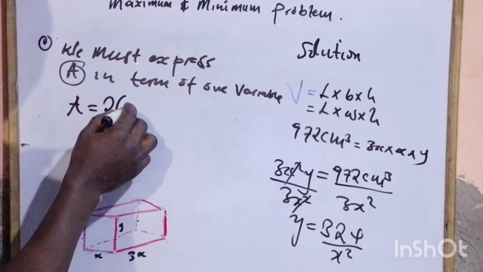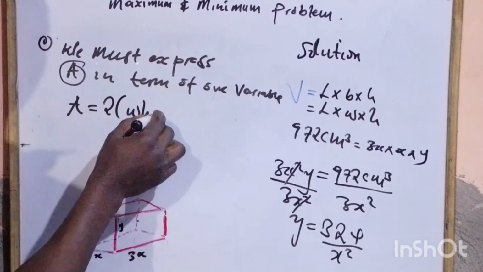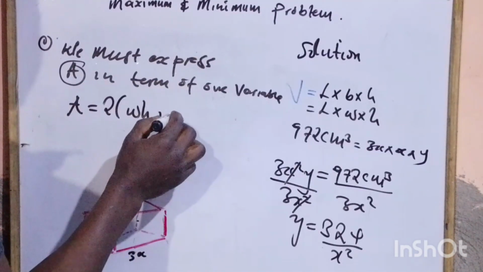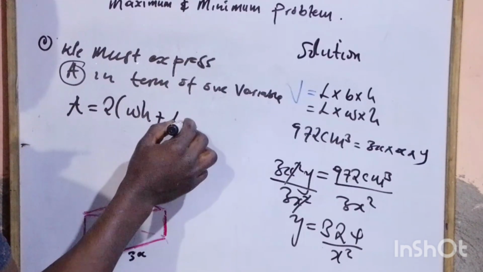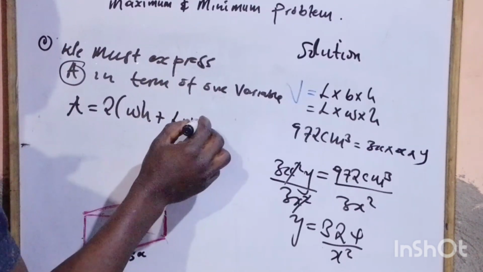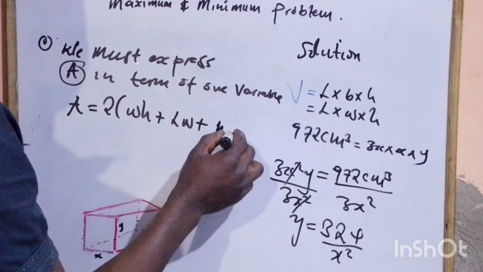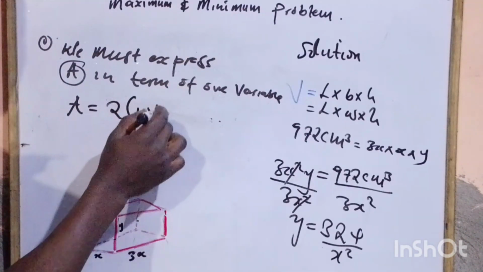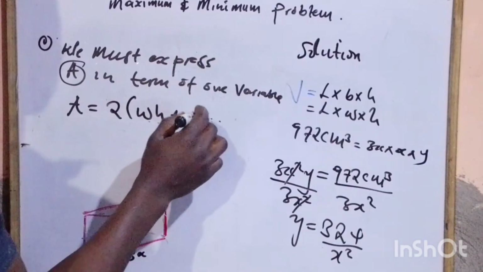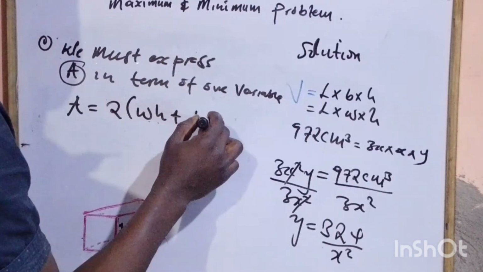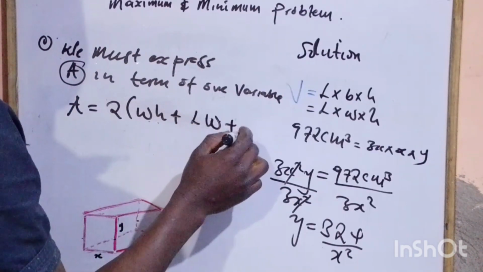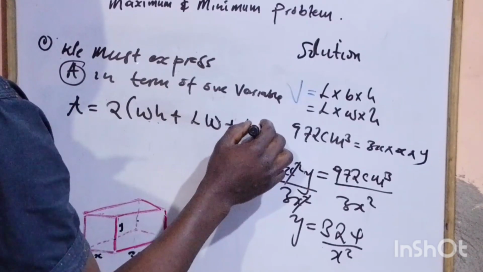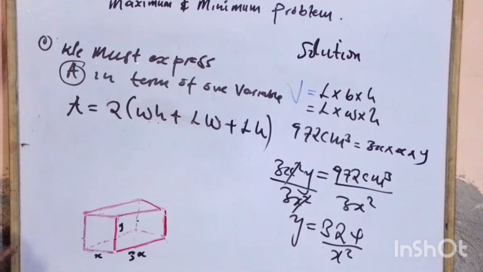2 open bracket width times height, plus length times width, plus length times height. Okay, so how did I come up with this formula for the area of this closed rectangular box?